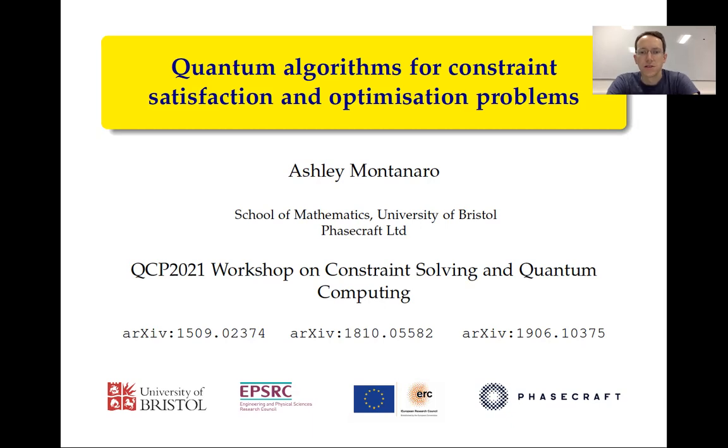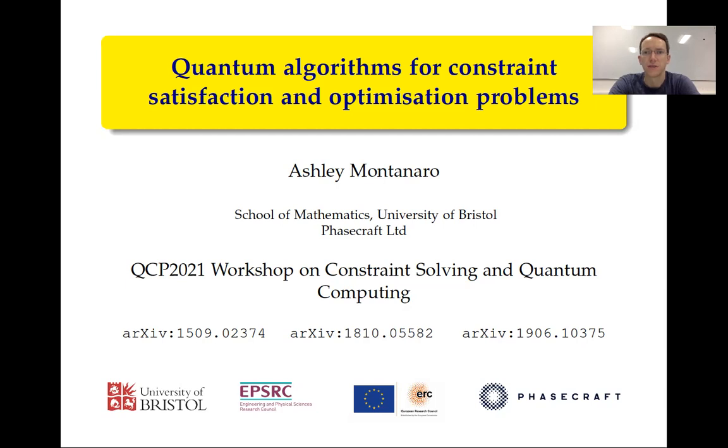So the work I'm going to be talking about today is primarily presented in the three papers whose arXiv links you can see here on the screen. Slightly differently to some of the talks you're going to see in this workshop, the projects I'm going to talk about are suitable for long-term fault-tolerant quantum computers rather than nearer-term, noisy, non-fault tolerant quantum computers.